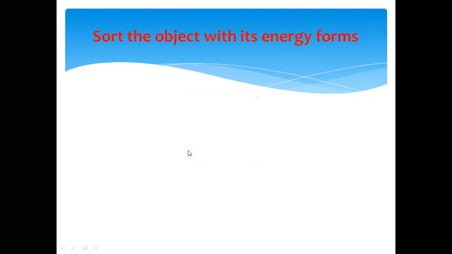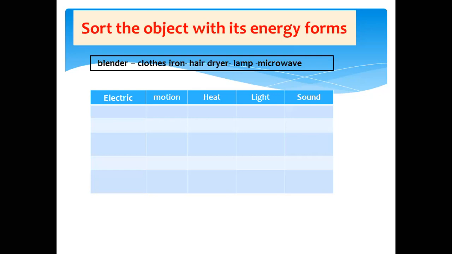Super. Now we have different objects and we want to sort them according to the different forms of energy they show. For example, the blender. Does it show motion? And the iron, and the hair dryer, lamp, and microwave. Motion, we just said a while ago. And sound. What about the iron?